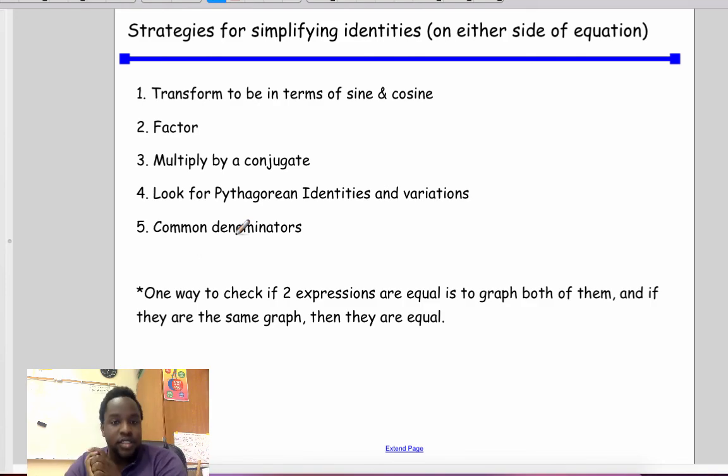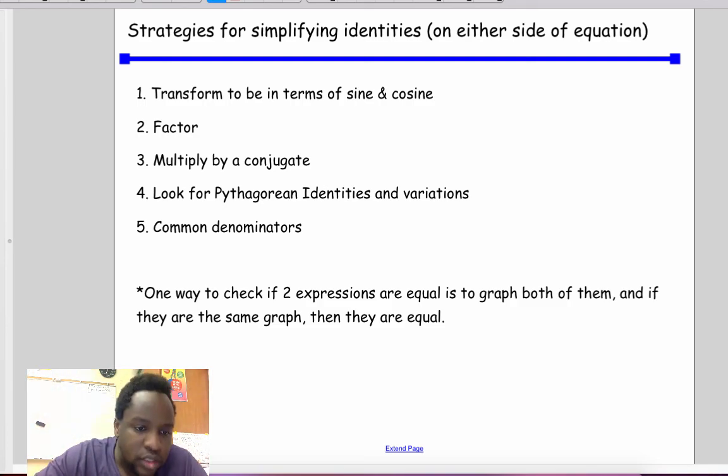A few other strategies for simplifying identities are transforming everything to be in terms of sine and cosine, factoring, multiplying by a conjugate, especially if you have things in the denominator. Look for Pythagorean identities and variations, and look for common denominators. And one way to check your work is that you can graph both expressions, either on a graphing calculator or by making a 3, 4, 5 triangle and seeing if those expressions work on a 3, 4, 5 triangle.